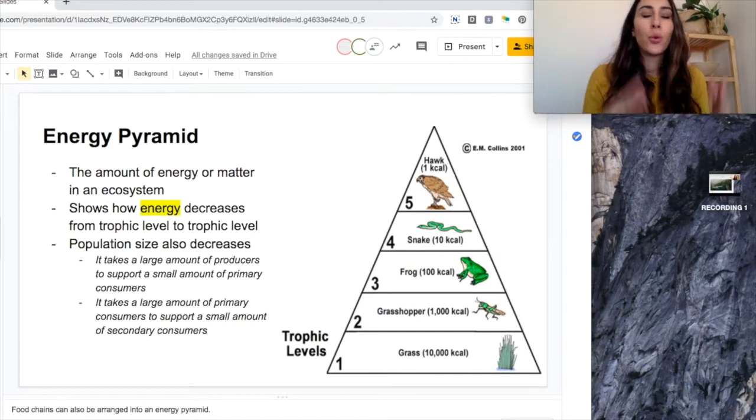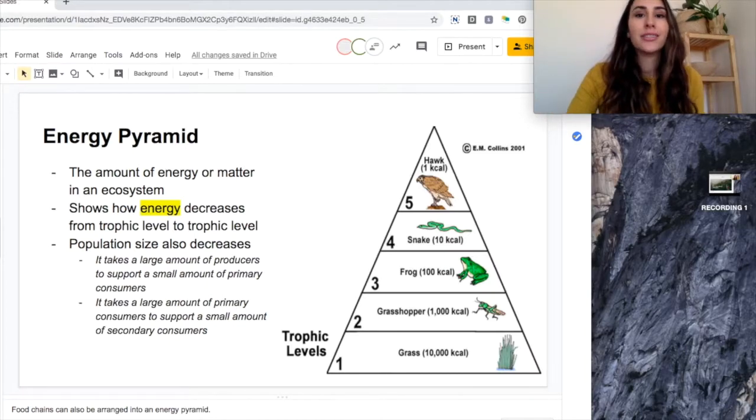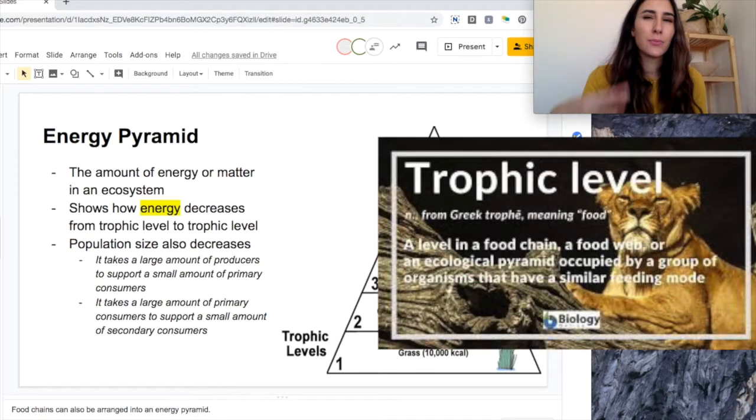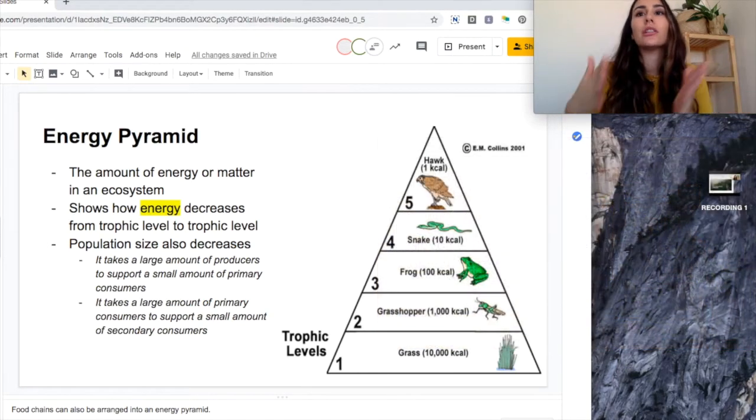Energy pyramids are going to show you how the amount of energy is moving from one organism to another, how much of it is moving, and how much of this energy is actually decreasing as we move through the trophic levels. In addition to the amount of energy decreasing as we move up trophic levels, and I'll explain more what trophic levels are, for now, I just want you to think of trophic levels as energy levels, okay? So the amount of energy available in each level of the ecosystem.